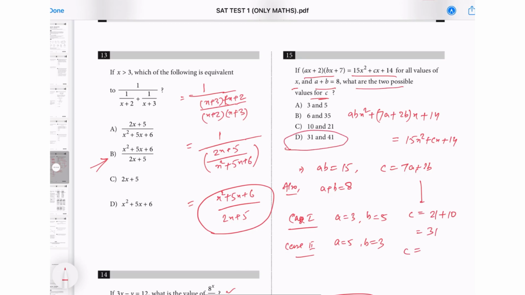But if you want, you can find case 2 also. 5 times 7 is 35. 2 times 3 is 6, so that is 41. See, we have got the accurate answer. It is 31 or 41.